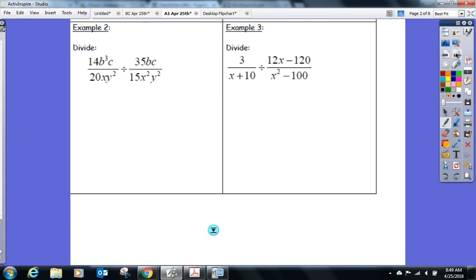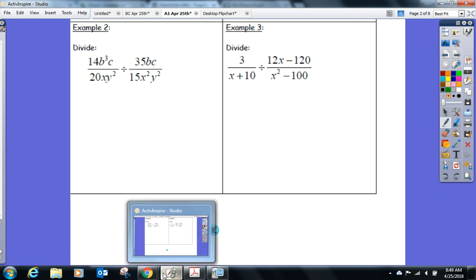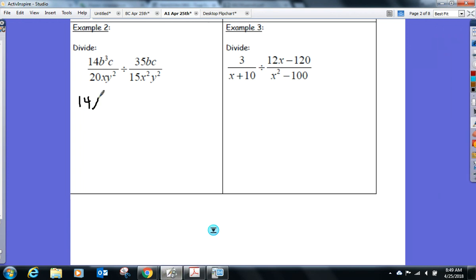Try that next one on your own or with people around you. Go right ahead. Example 2. You're dividing. Remember to flip the second fraction and multiply. Let's see what you guys come up with. Just make sure you're being neat because look, you got a B, a C, an X, and a Y all in the same problem. Be neat.